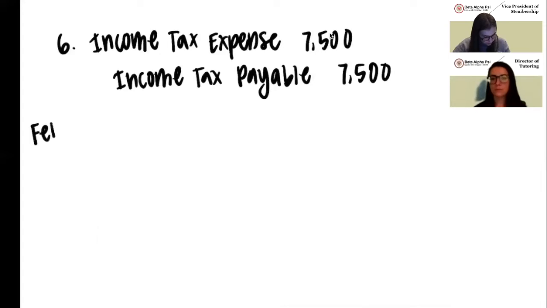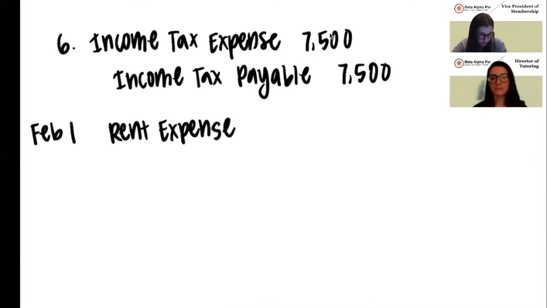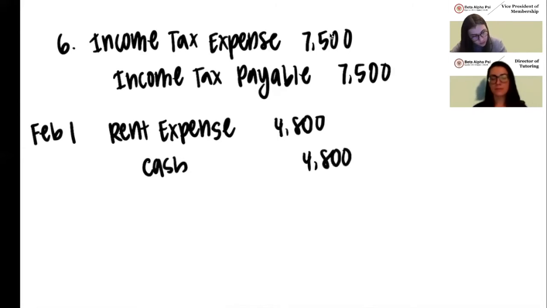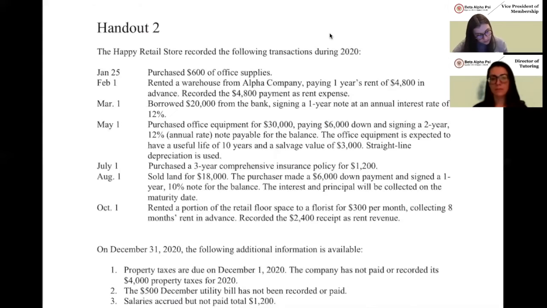So on February 1st, this is not the answer, it's just to show you what they did. So they debited rent expense and then credited cash for $4,800. It's okay that they did that, but it's causing us to do an unusual adjusting journal entry because they expensed all of their rent, even though it was paid in advance.